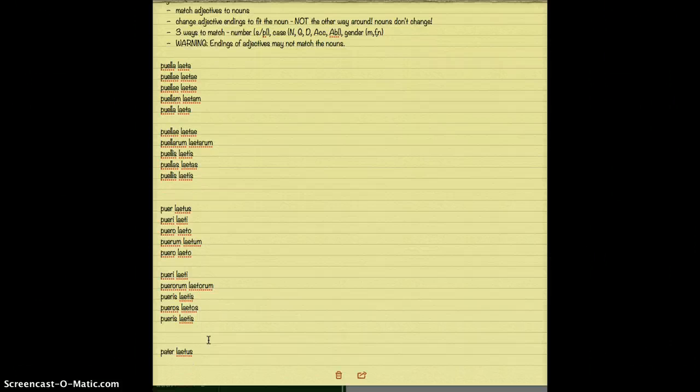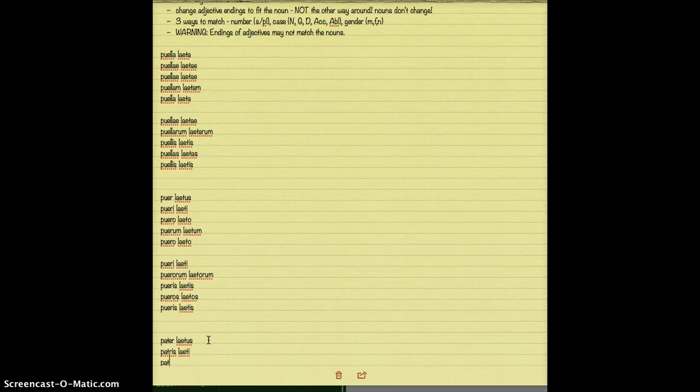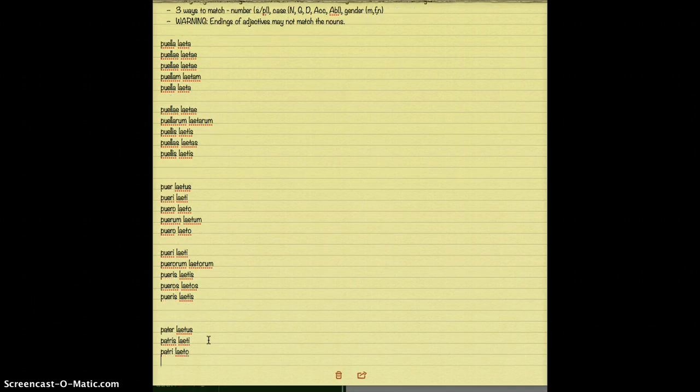Okay, pater, laitos, patris, laiti, patri, laito. Okay, so it's masculine. So we are using the same laitos forms that we did with puer up here. So these aren't going to change because they're masculine, and the case is always changing, and they're either singular or plural depending on which one. So these endings will never match.